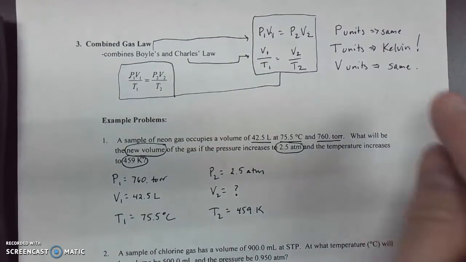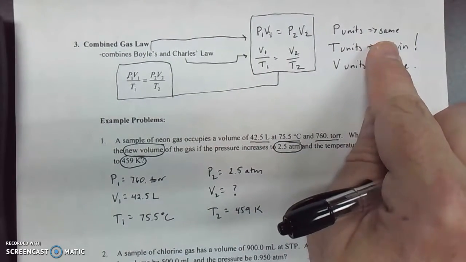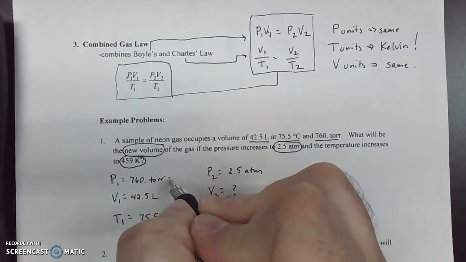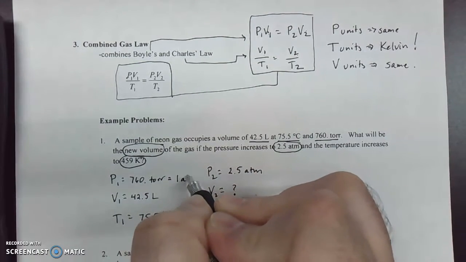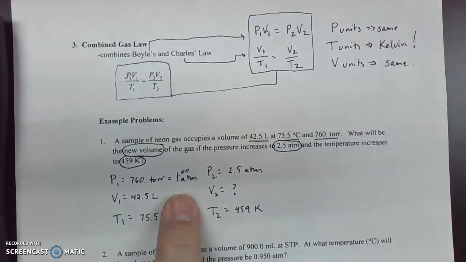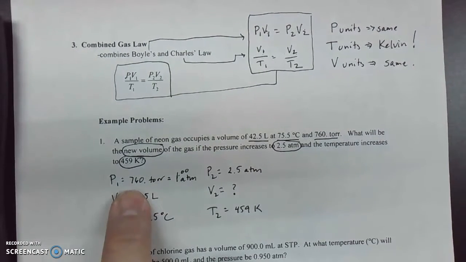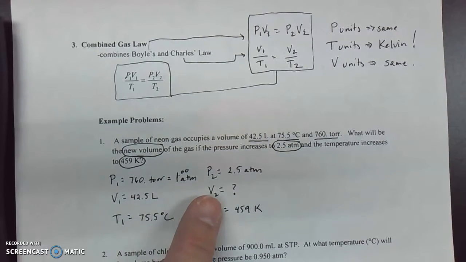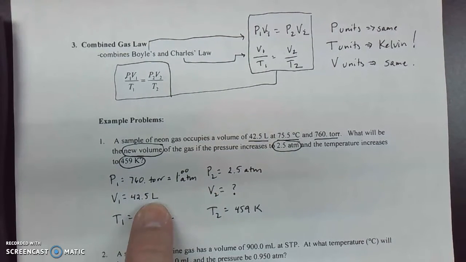So if we go back up here, our pressure units have to be the same. They are not the same. Now, we can see that 760 torr is equal to 1 atmosphere. But I'm going to make those significant, so 1.00 atmospheres. Since we had 3 significant figures here, we should have 3 significant figures in our answer. Our volume units are okay. They have to be the same, so our answer will be in the same units, liters.